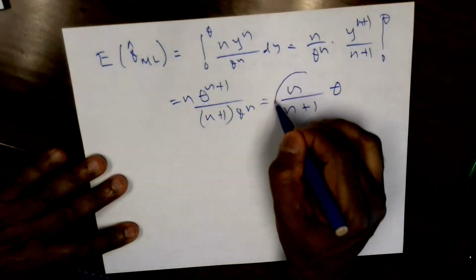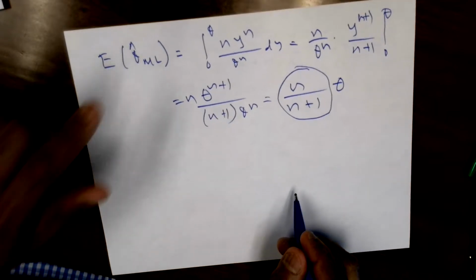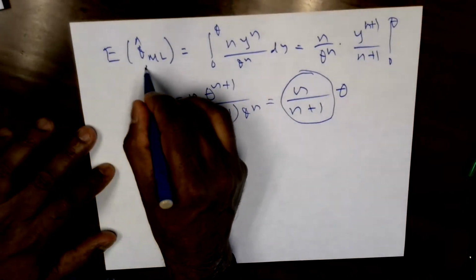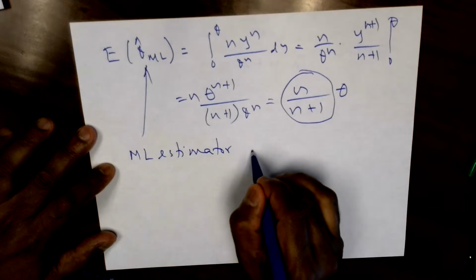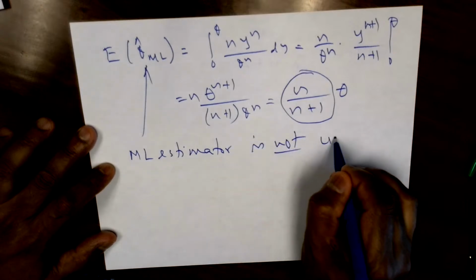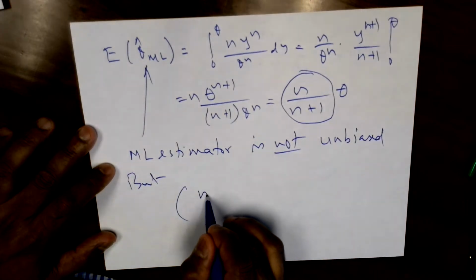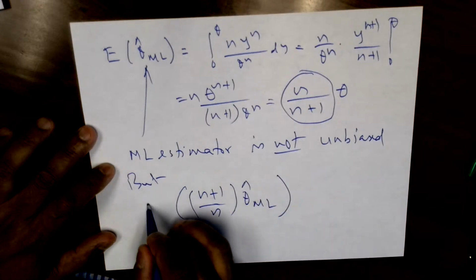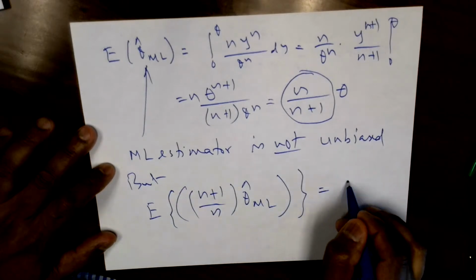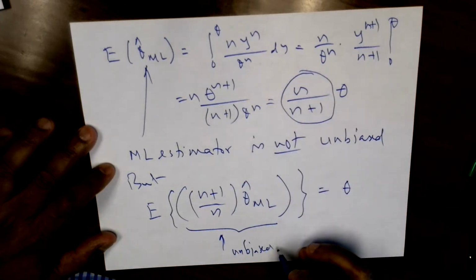But you may say, all right, this is a constant. I can flip the constant and make it an unbiased estimator. Then it won't be the maximum likelihood estimator. So the point is the maximum likelihood estimator here is not unbiased. But n plus 1 over n multiplied by theta hat ML will be an unbiased estimator. But that's not the maximum likelihood estimator. In this case, that was easy because the bias just turned out to be a constant.